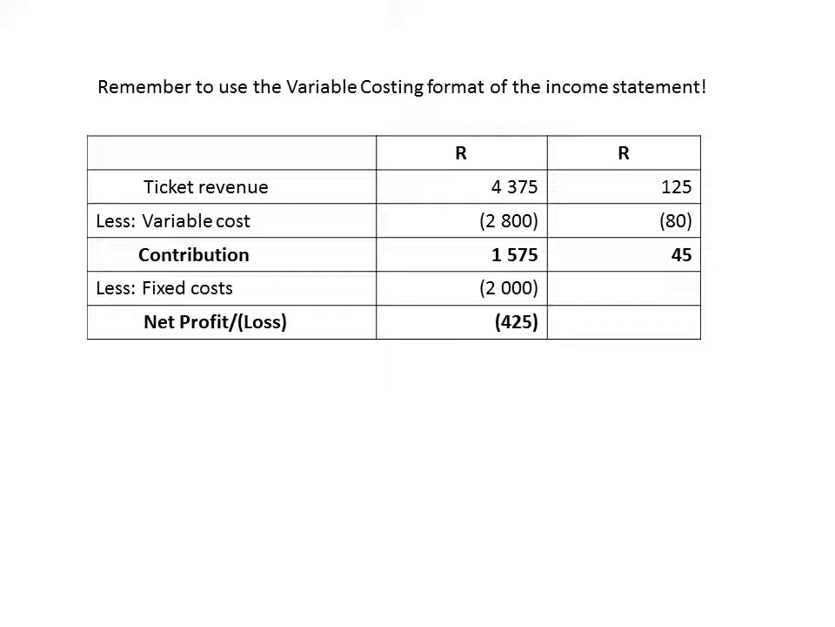So ticket revenue for 35 students is 4,375 at 125 Rand per student. The variable cost is 80 Rand per student, so that's 2,800 for the 35 students. Gives us a contribution of 1,575. The shortcut was to say contribution of 45 Rand per student times 35 students. And then we deduct the fixed cost to get to a net loss of 425 Rand.